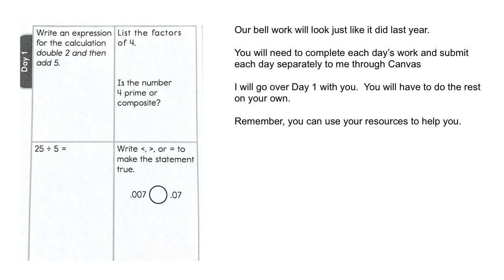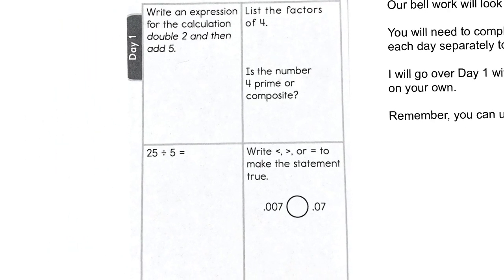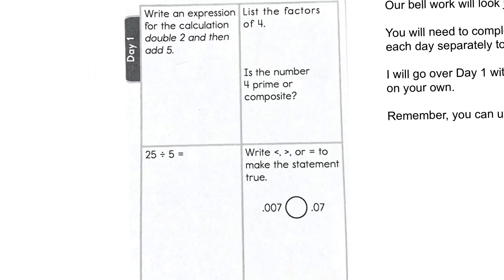I will go over day one with you, then you will have the rest to do on your own. Remember, you can use your resources to help you answer these questions. So, for example, on here the first problem says write an expression for the calculation of double 2 and then add 5. Well, double means times 2. So I'm going to take 2 times 2. Remember, the parentheses also mean multiplication. So I doubled my 2, and then I'm going to add 5.